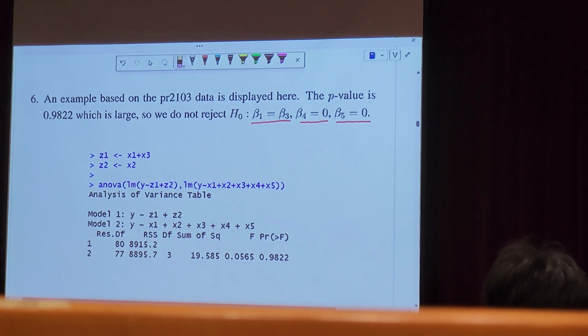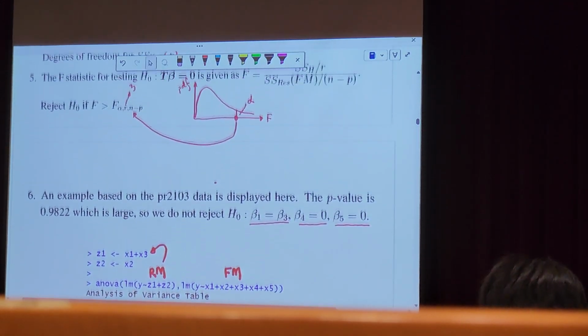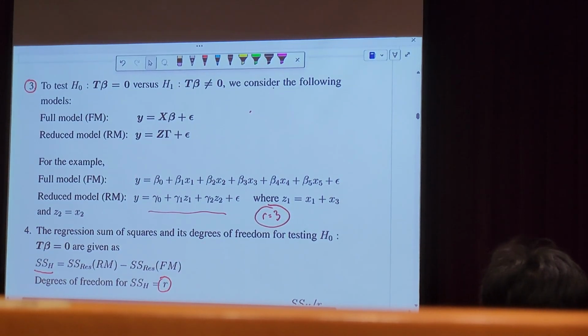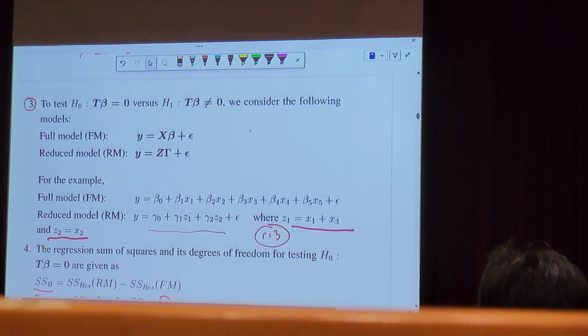Maybe I just write in short. This is the full model. This is the reduced model. The reduced model is based on these 2 new regressor variables. So what is it based on? It's based on Z1 equal to this, and Z2 equal to X2. From our derivation, I hope you understand that.